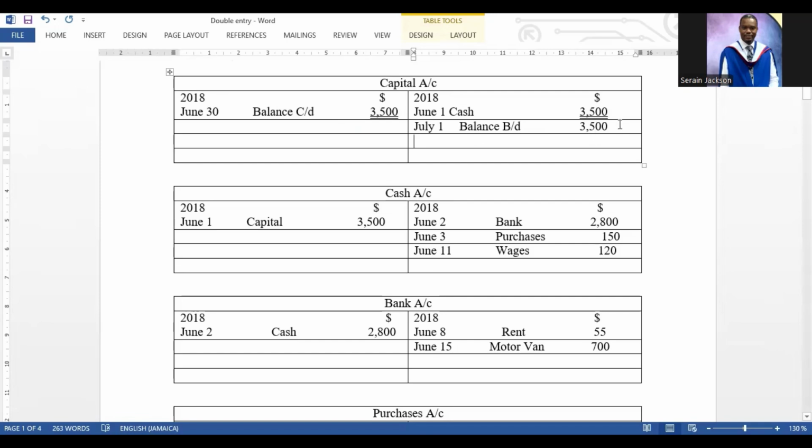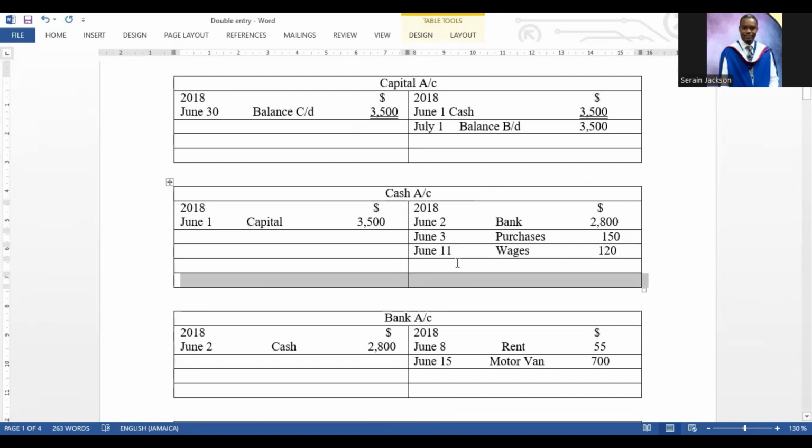Please pay keen attention to that. The next account that we'll be looking at is the cash account. It might be a little bit different, and I'm glad that it is, so that you can see how we balance off an account like this. So we follow the same rule.